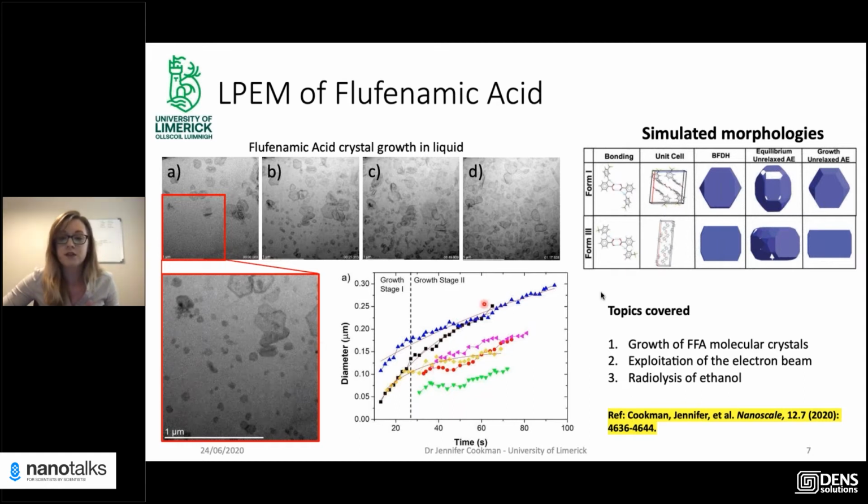So our collaborators in UCL did some simulated morphologies using BFDH and also attachment energies to look at the two most stable polymorphs of flufenamic acid and what kind of shapes they would generate. And they found that form 1 would generate this characteristic hexagonal shape, and form 3 would generate these blocky sort of three-dimensional rectangular shapes. So we found in these experiments that we were seeing mostly hexagonal structures, as you can see in the frames in the video as well.